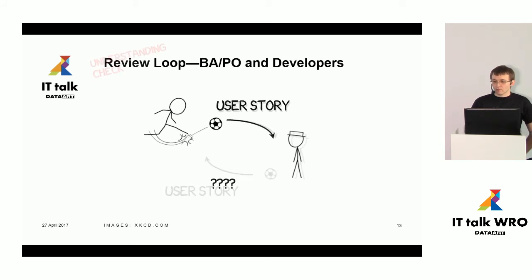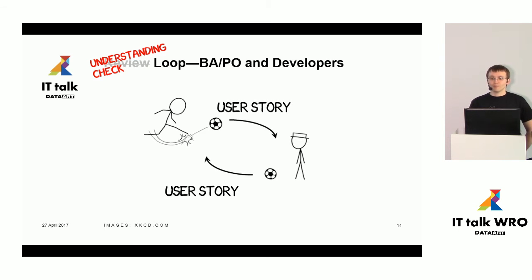So here goes the trick. It's no longer a review loop, it's kind of an understanding check. The idea is to ask the developer to describe the user story with his own words back to the business analyst and probably back to the whole team. Let's go through a more specific example.